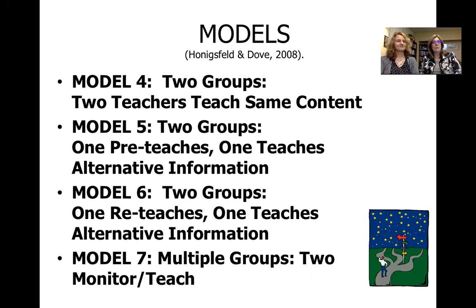And then model 7, multiple groups. The two teachers both monitor and teach. What we've seen is the typical special education model with 3 groups, where Andrea would take a group, I would take a group, and then one group would work individually. And then the students would rotate between the teachers. Or we've seen upwards of 8 groups. Sometimes one teacher will be stationary with one group and one teacher circulates. Or we've seen multiple groups where both teachers circulate and they monitor and teach.